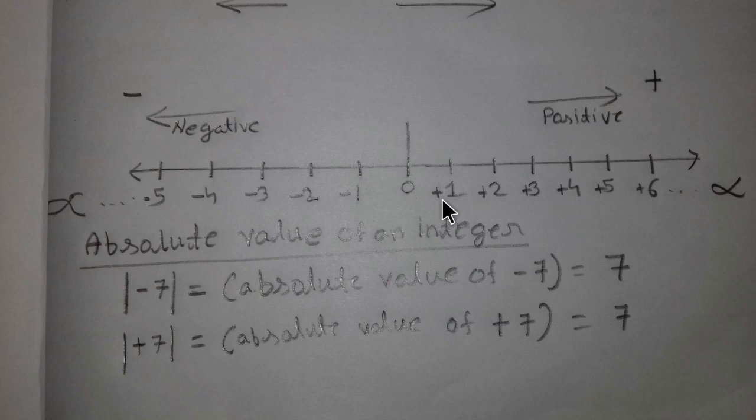So we can express the numbers like this. You can see here +1, +2, +3, +4, +5, +6 to the right hand side of the number line, and to the left hand side of the number line this is -1, -2, -3, -4, -5. So the whole set of these numbers is called integer numbers.